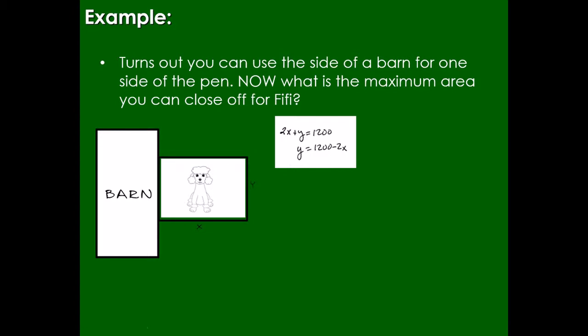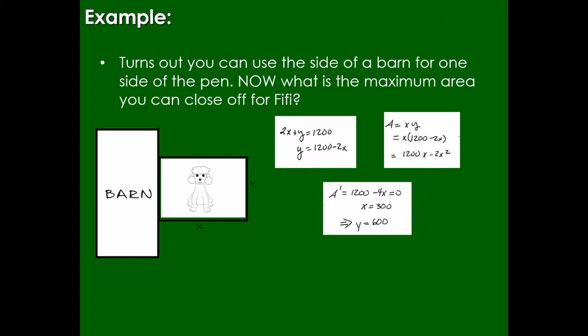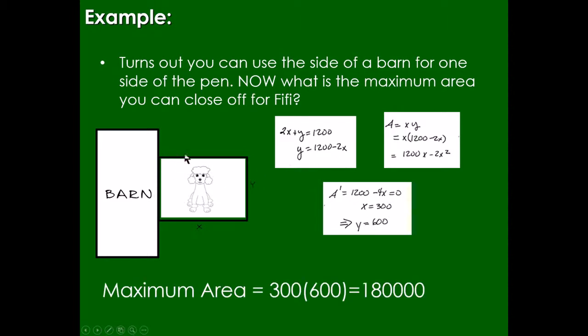The area is still x times y. So I plug my y in, multiply through, I get 1,200x minus 2x squared. Take the derivative, set equal to 0, and solve. I get x equals 300 again, but this time y is 600 because I don't have to use that other side, so y cranks out to be 600. So the maximum area now is 180,000.